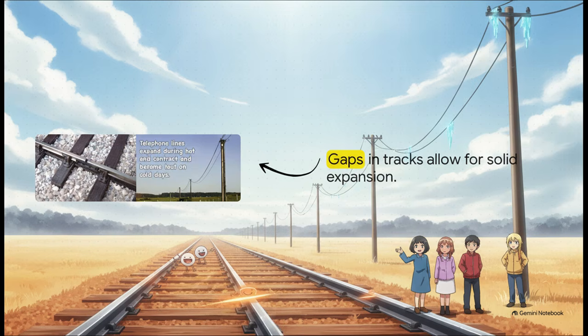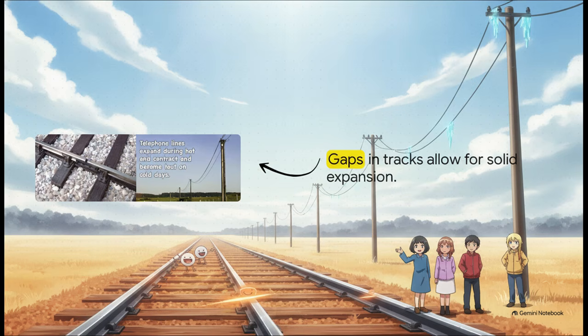Even though a solid only expands a tiny bit, the physical forces involved are massive. If engineers ignore this, it's a disaster. It's exactly why railway tracks have those visible gaps between the steel rails. The metal needs room to expand on a scorching summer day. Otherwise, the tracks would literally buckle and derail a train.